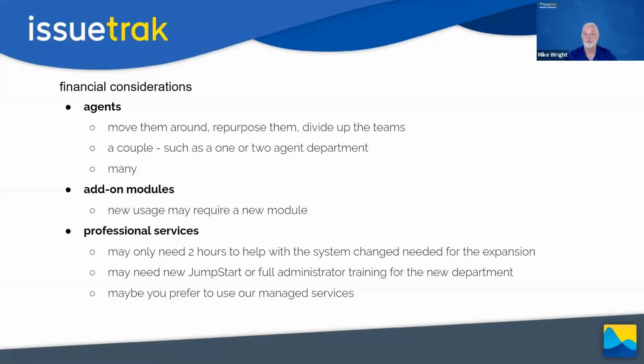Agents, you can move them around, repurpose them, divide up teams. You may need to add some agents where you're going to add 1 or 2 agents per department you add. So you have to decide how you want those agents to be broken down. Maybe you do need to purchase additional agents. Well, if you do that, then that's a shared cost. You may say, okay, department A, I need you to bear some of the burden of the IssueTrack licensing. So you can then have them pay for some of it in their budget, and you have the rest of it in your budget.